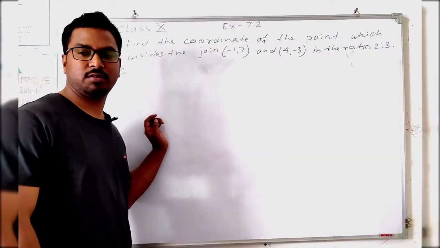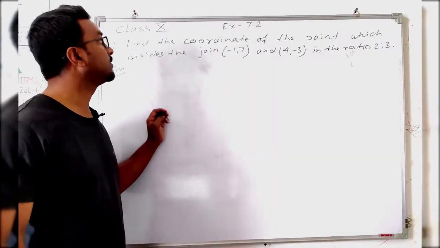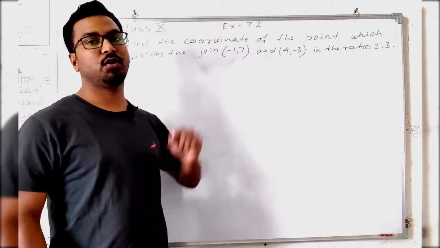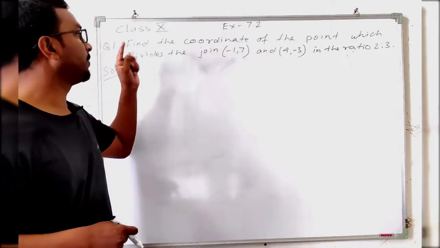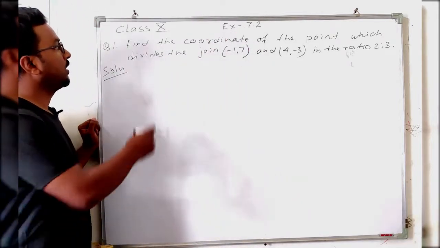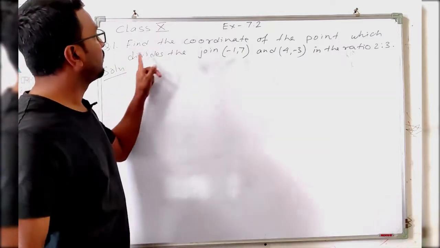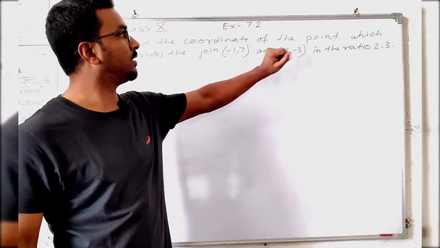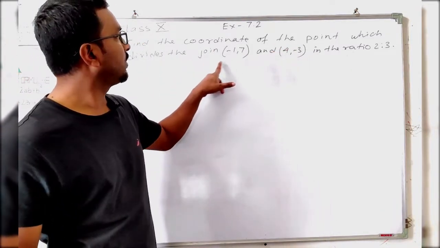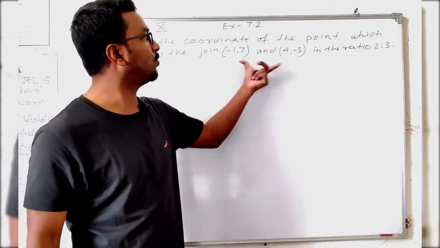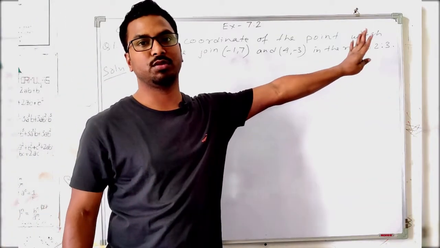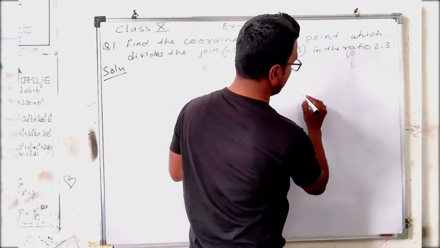So hello everyone. Today we'll discuss exercise 7.2 question number 1 of class 10. Here the question is: find the coordinates of the point which divides the join of these two points in the ratio 2:3. So let's do the diagram.